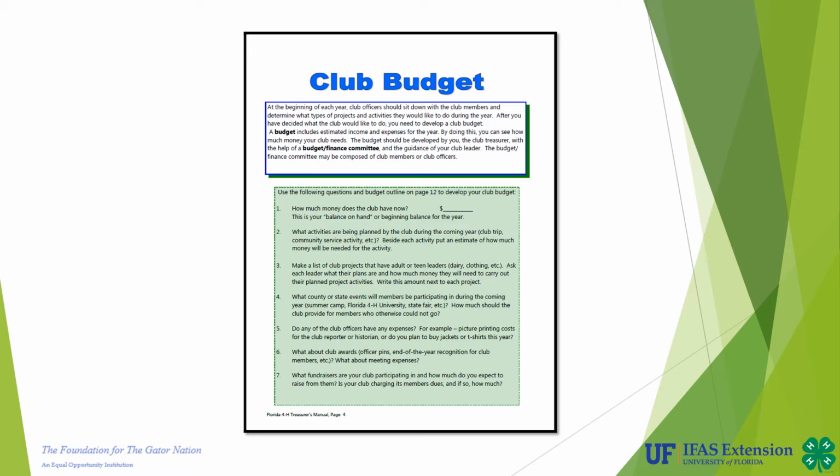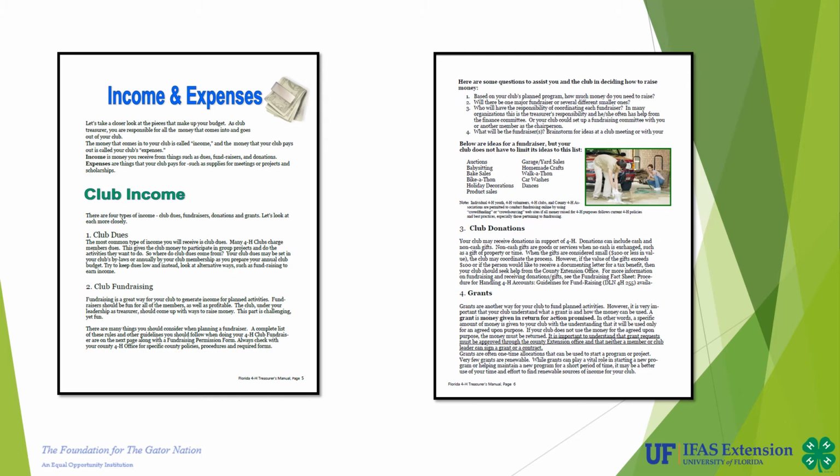As we take a look at pages 5 and 6, you will learn about income, which is money you receive from things such as dues, fundraisers, and donations. You will also learn about expenses, which are things that your club pays for, such as supplies for meetings or projects and scholarships. There are 4 types of club income. They are club dues, club fundraising, donations, and grants.